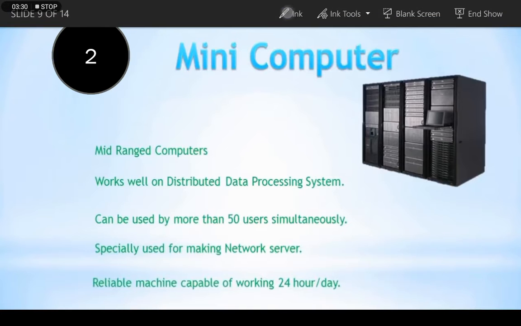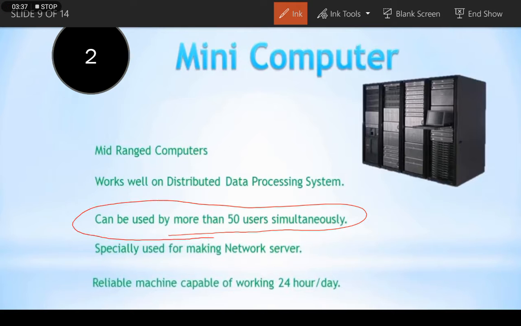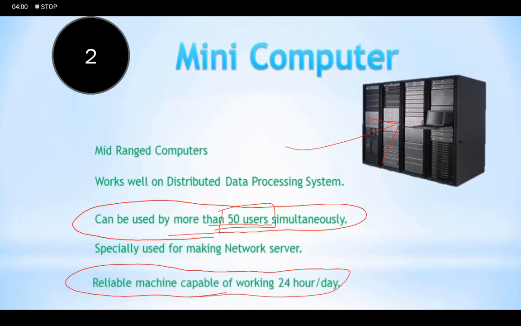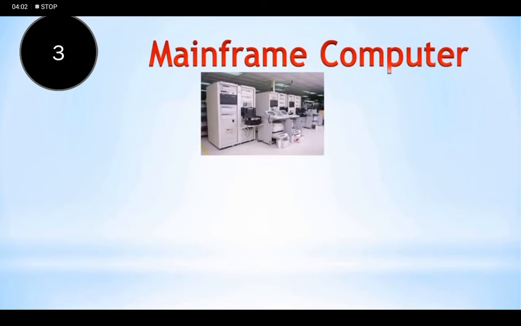So some important points are: more than 50 users can work on a minicomputer. As we discussed, on a microcomputer only one person can do work, but on a minicomputer 50 users can work, and they also can work for 24 hours in a day. As you can see, this is an image of a minicomputer. So third one is mainframe computer.